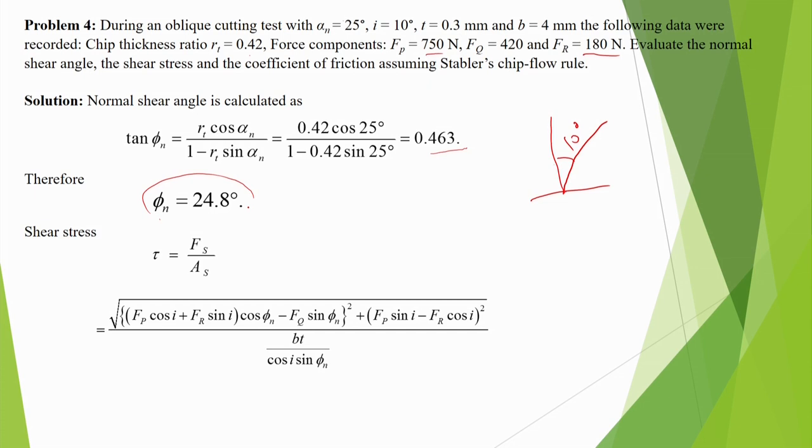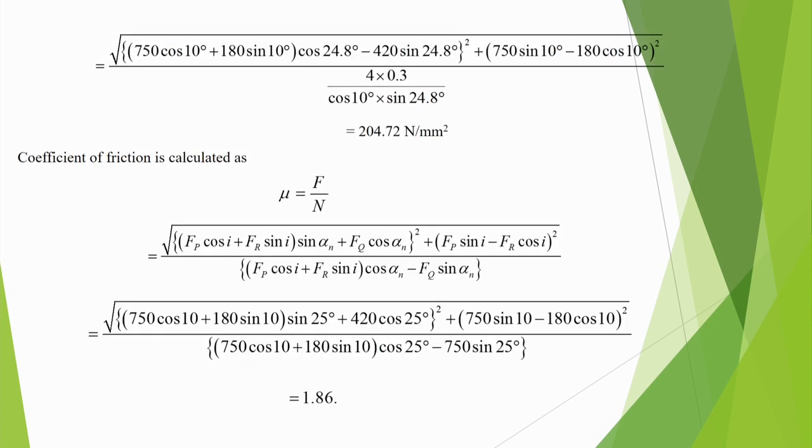And shear stress was Fs by As. For the expression for Fs, again you have to use the three dimensional expressions, Fp cos I and all those things, and here As is naturally B t divided by cos I by sin phi n. In oblique cutting, we know that it is related like this. So this becomes As in the shear plane, B by sin phi n, and this will be t by cos I. So you get this type of expression, and by substituting all these things, you get this one. Cos I is known, sin phi n is also known. So you get 204.72 Newton per mm square, and 204.72 means 205 mega Pascal. 1 Newton per mm square is mega Pascal.